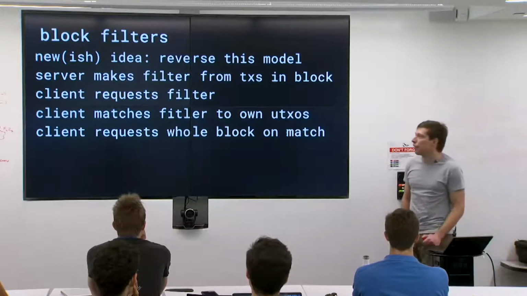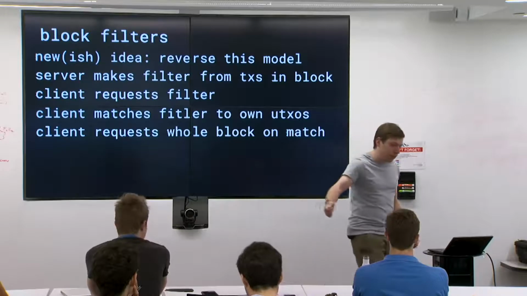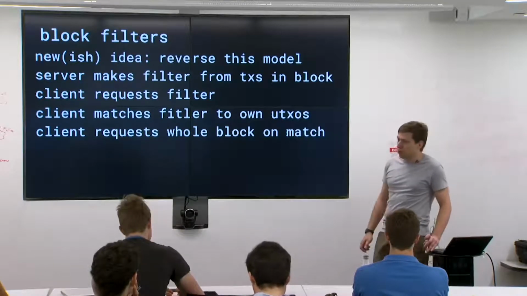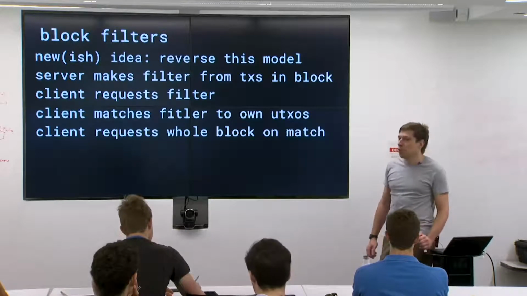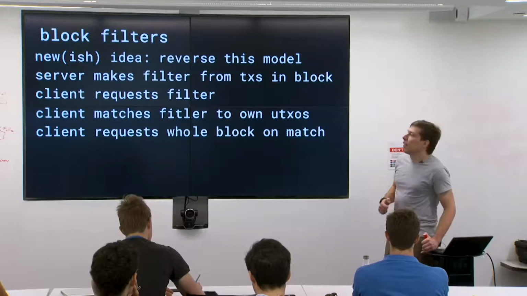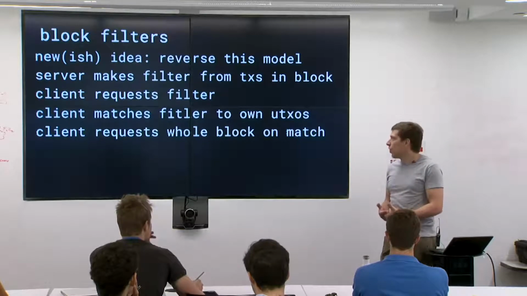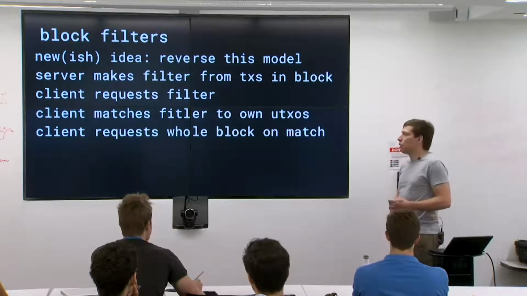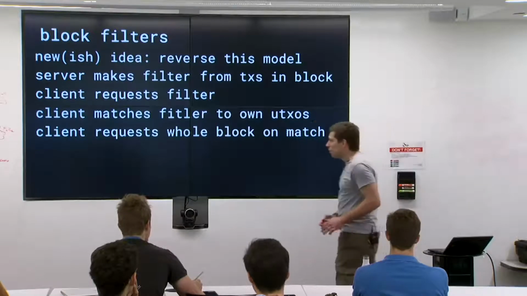Instead of having the client create a Bloom filter and send it to the full node, have the full nodes make Bloom filters from all the transactions within a block. And then the client will just ask for that filter. The client can then perform the filter match function on their own UTXO set. And then if they do find a match, they request the entire block, right? So this is a different model.